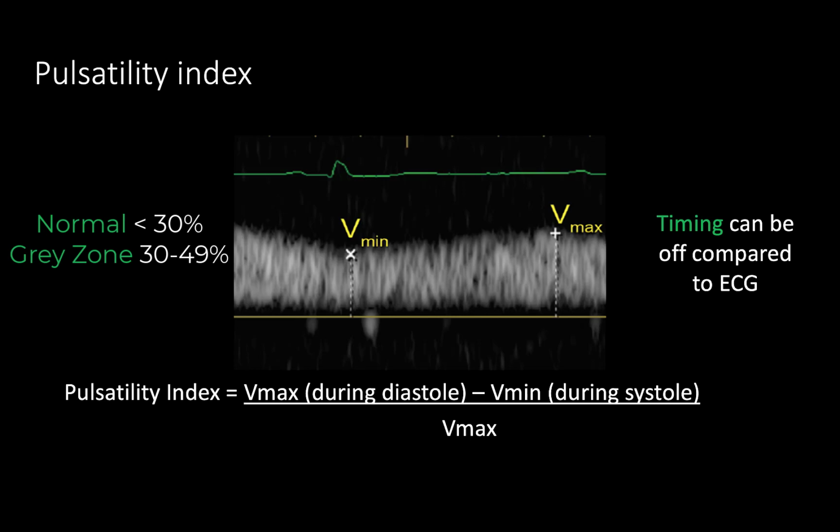The pulsatility index or pulsatility fraction is the quantification of the difference between the lower systolic velocity and the higher diastolic velocity. It is calculated using the equation on the screen. As described previously, the normal flow should be continuous and monophasic, usually leading to a pulsatility index of less than 30%. Generally, a pulsatility index equal to or above 50% is considered abnormal and warrants consideration of increased heart pressure as the cause.